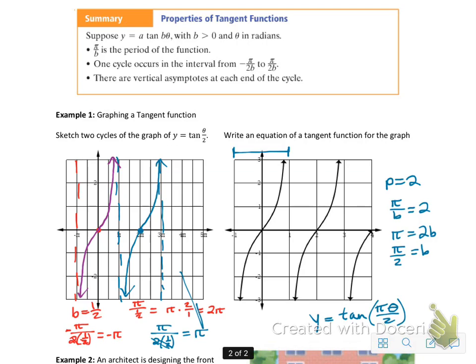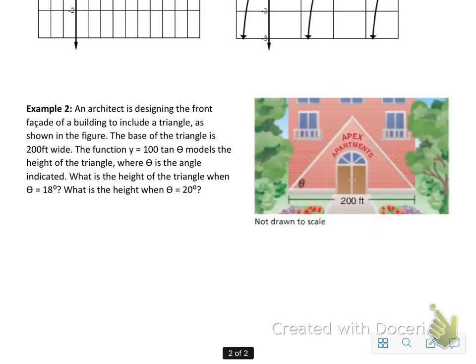And that's it. And the last thing I'm going to ask you about tangent is going to be something like this. So an architect is designing the front facade of a building to include a triangle, as shown in the figure. The base of the triangle is 200 feet wide. The function y equals 100 tangent theta models the height of the triangle, where theta is the angle indicated. What is the height of the triangle when theta equals 18? And what is the height when theta equals 20?